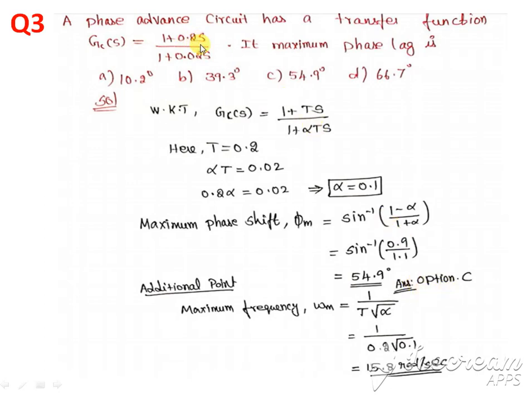Some questions ask an extra question from this corresponding question. Maximum frequency omega m is equal to 1 divided by T root alpha. So already we know the values of T and alpha. Substitute in this formula, we get maximum frequency 15.8 radian per second.